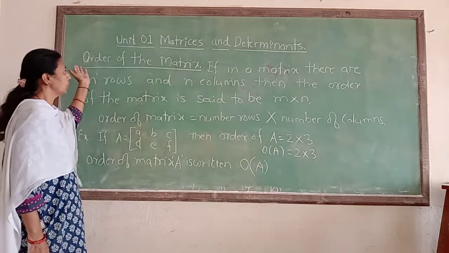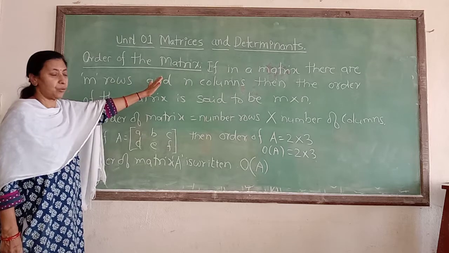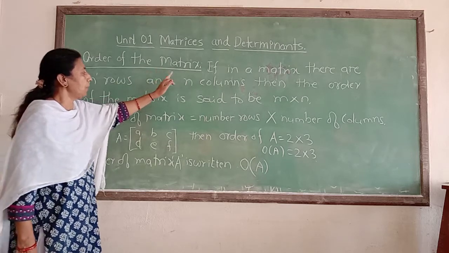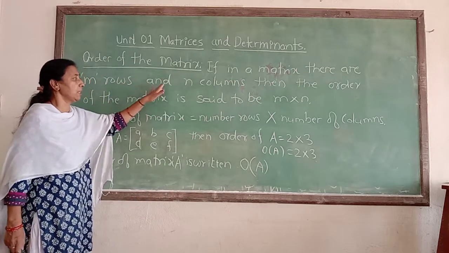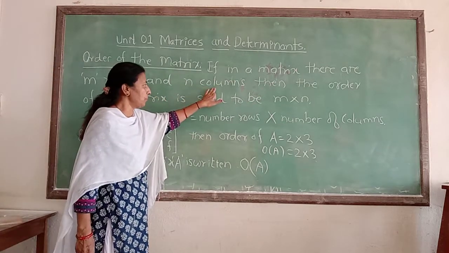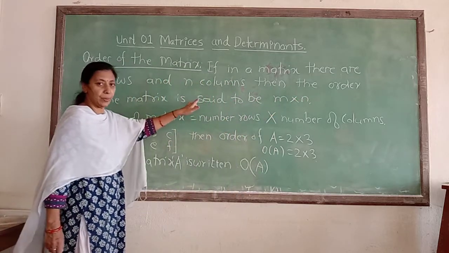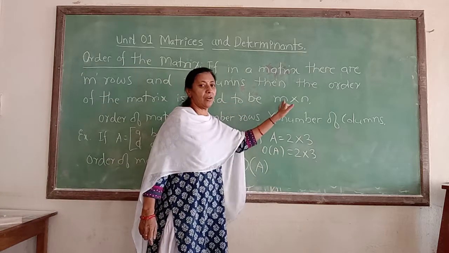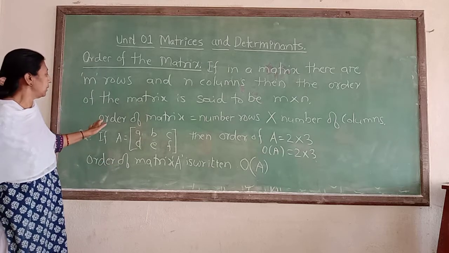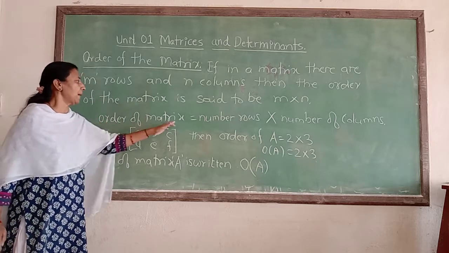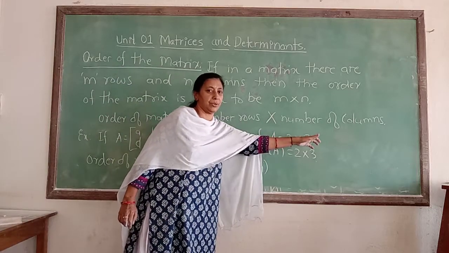Now we are going to understand the order of the matrix. What is the order of the matrix? If a matrix has m rows and n columns, then the order of the matrix is said to be m into n, or m cross n, or m by n. In short, we write: order of the matrix equals number of rows into number of columns.